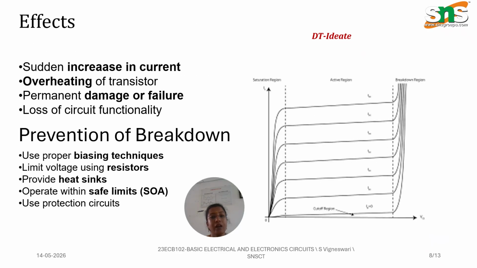So how could we prevent this, right? When breakdown occurs, current suddenly increases and the transistor overheats, the device characteristics change, and the entire circuit may fail. The prevention could be proper biasing techniques, current limiting resistors, heat sinks for cooling, operating within the safe operating area, and protection like Zener diodes and fuses.